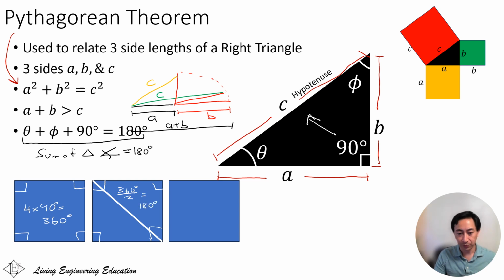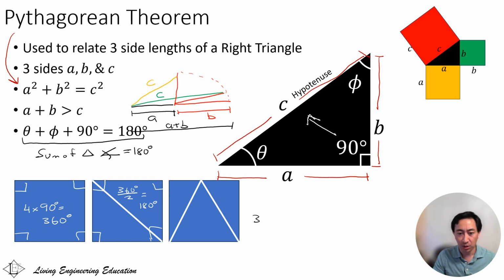So 360 degrees from the square divided by the 2 triangles is the 180 degrees that we see up here, right? Maybe you're still not convinced. You might say, well, what if I split the triangles in a different way, right? So in this case, I split it from one corner to the other. If I split it something like this, what do I get? I have 3 triangles now, right?